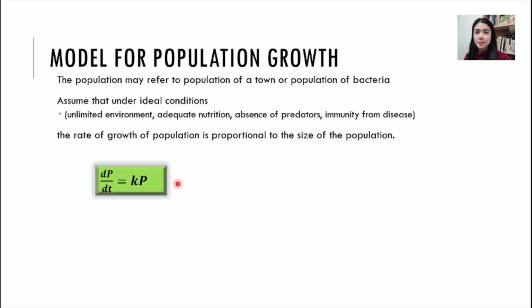Which means that you can use this differential equation, that is dP/dt equals kP. The dP/dt here refers to the rate of growth of the population. The k here refers to the population constant, and the P here is the population at the time t, and t here refers to the time.